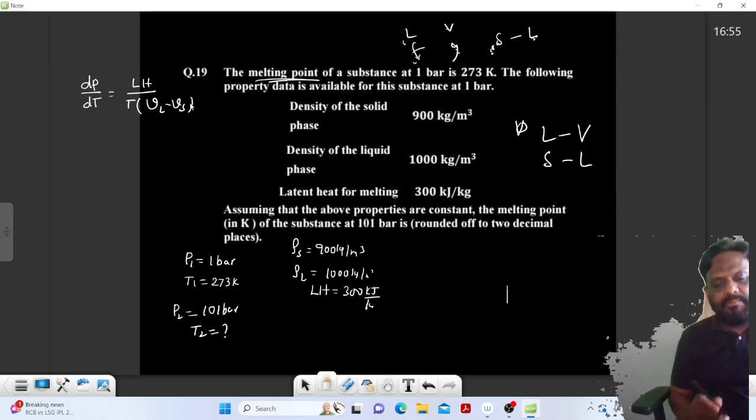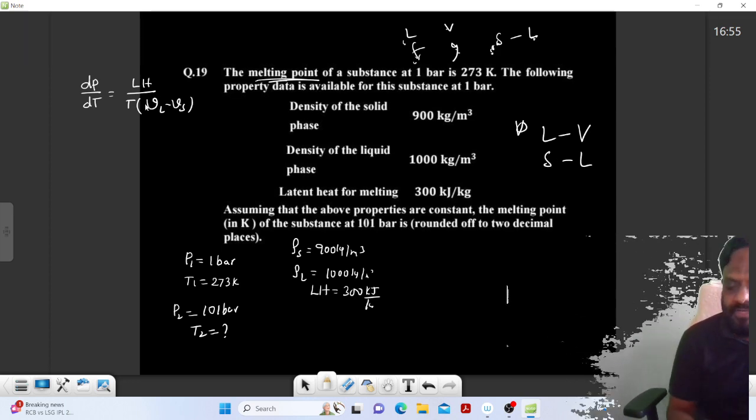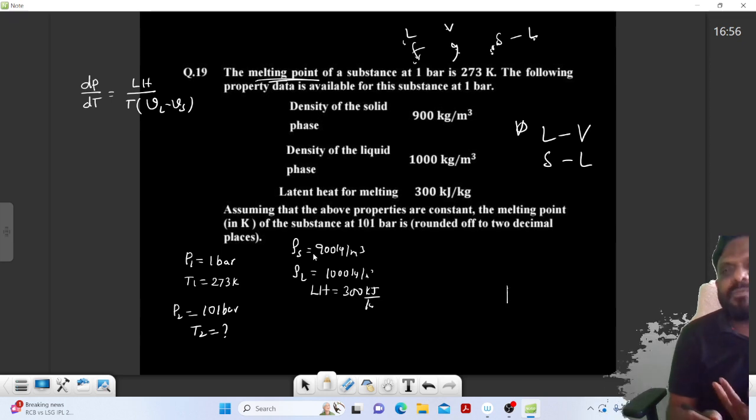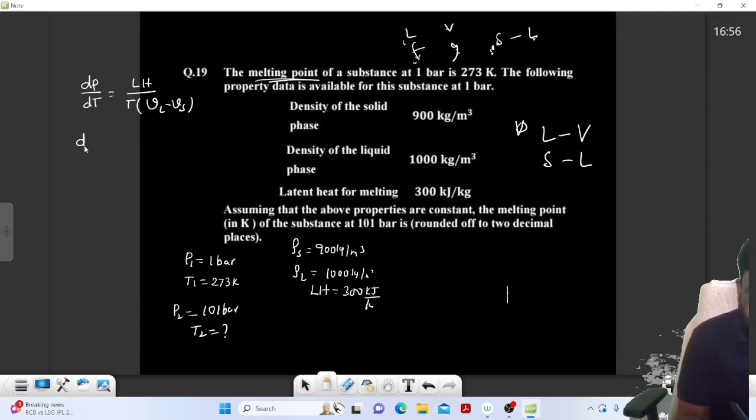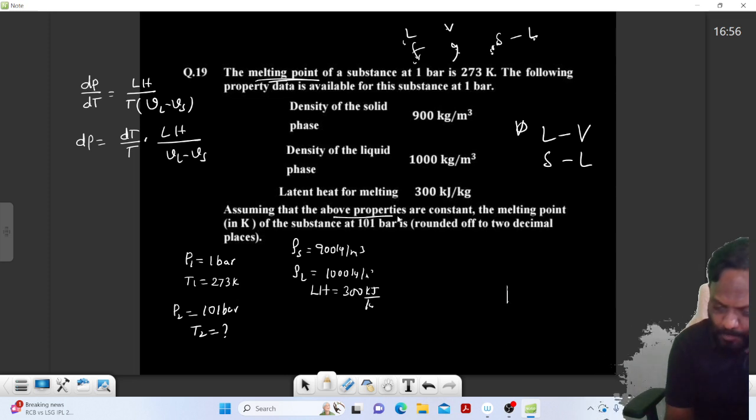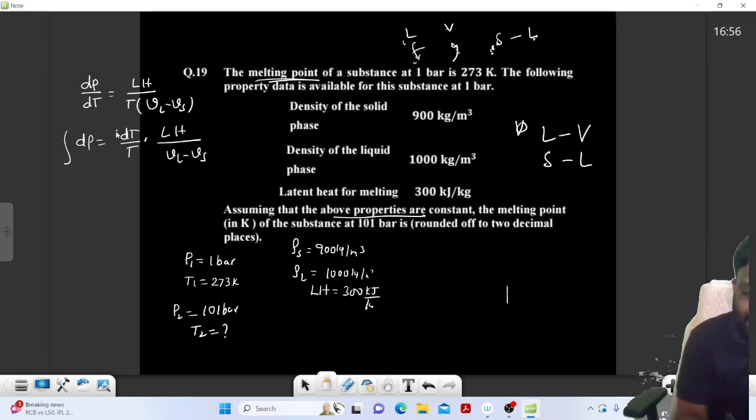Okay, sir. But here specific volumes are not given, densities are given, but specific volume is the reciprocal of density. But before that, let me rearrange. dP is equal to dT by T into LH by VL minus VS. It was said clearly that the properties are constant. These properties are constant, so integrate this. P1 to P2, T1 to T2.